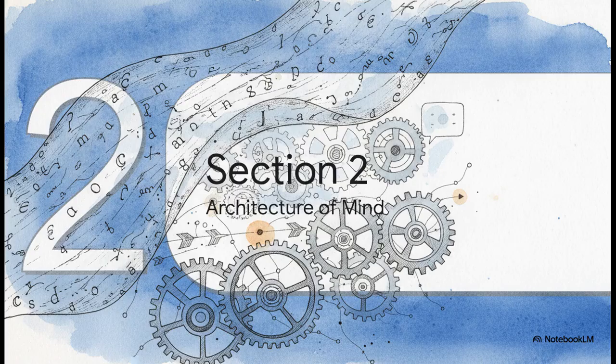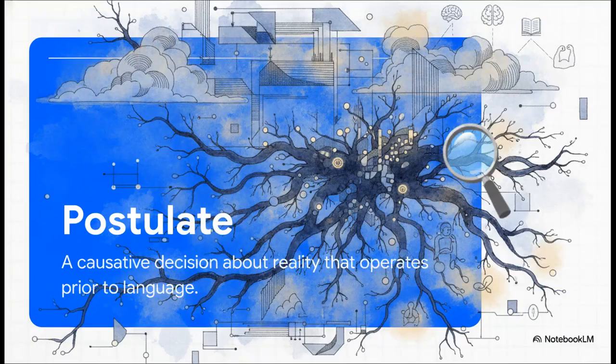Section 2. Secret architecture of mind. Now let's peel back that linguistic layer and uncover the hidden psychological engine driving the whole thing. At the absolute bedrock of this engine is a concept called the postulate. According to the TROM framework, which stands for the resolution of mind, a postulate is a causative decision about what is real. But here's the secret.